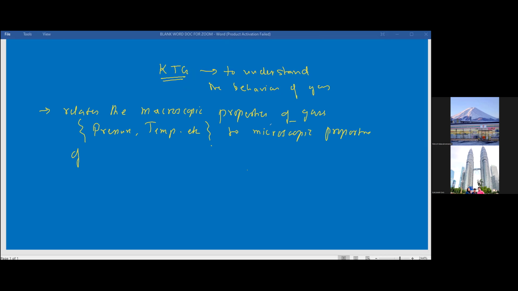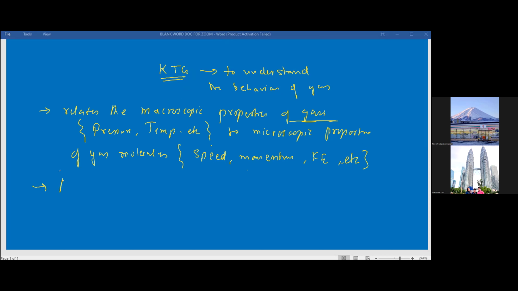See, it is gas, and now we are doing microscopic properties of gas molecules. Gas molecules have speed, momentum, kinetic energy, degree of freedom, etc. These are the microscopic properties. So kinetic theory of gases tells us the relationship between macroscopic properties and microscopic properties.